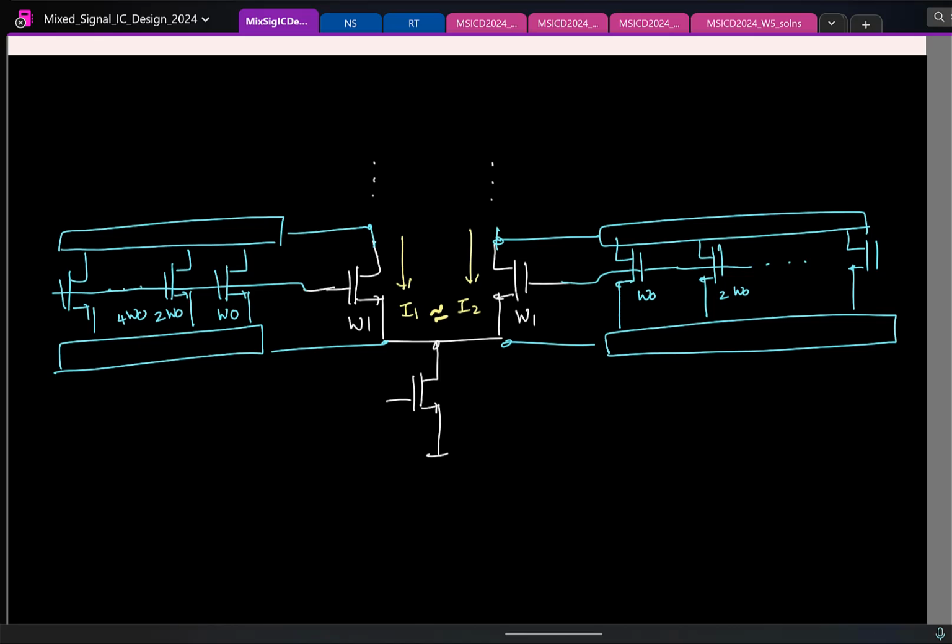Is this circuit kind of current mirror like we are doing? This is not a current mirror, right? Depending on the bits, we can draw the respective current, like how.